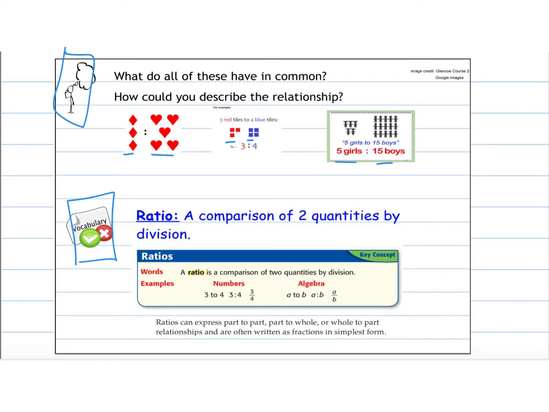If we had the ratio 3:4, we could write it like that, 3:4. Otherwise, we could use the colon, 3:4, or it can be written as a fraction, 3/4. And then write this part down as well. Ratios can express part to part, part to whole, or whole to part relationships, and are often written as fractions in simplest form.